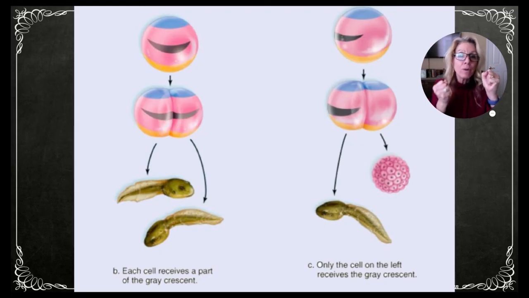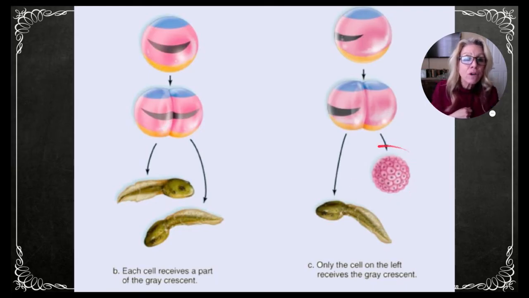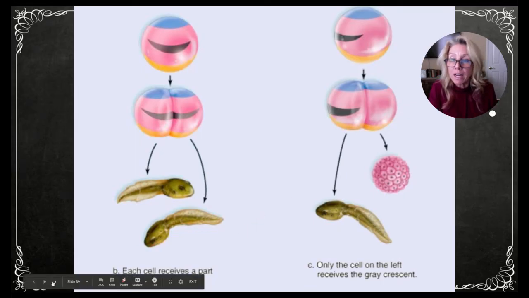The one that had the gray crescent developed normally. The one without the gray crescent never got to the gastrula stage. It was paused at the blastula stage. So what does that tell you? It tells you that you need the gray crescent to go into the gastrula stage. So maybe you could think G and G, gray and gastrula, because for tadpoles, that's what they need to move to the next stage. And this just stopped at the blastula. It was never able to move on.